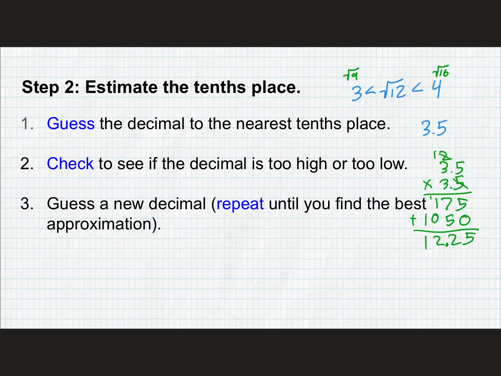Now we have to guess a new decimal. Since 3.5 is just slightly too big, let's try 3.4. Let's go ahead and do 3.4 times 3.4. Now we can do the decimal multiplication just like usual, and you should get 11.56. We can now tell that the best approximation is that the square root of 12 is between 3.4 and 3.5, and it is a little bit closer to 3.5.